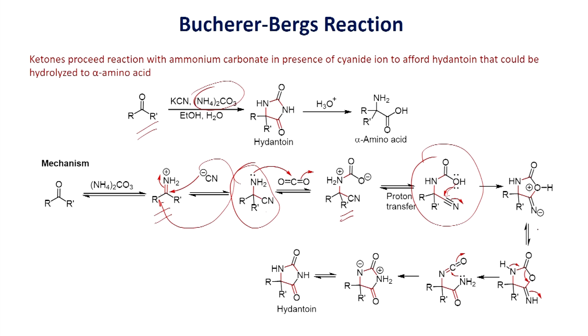Once you have this one, it can convert into this by proton transfer. You can have this isocyanate derivative, which can undergo an intramolecular addition reaction as shown here. In this way you will be able to form this hydantoin. Once you form this one, when you do the hydrolysis, you will be able to convert it into alpha amino acids. So this is also one of the effective synthetic routes. Therefore, if you have a ketone, it can be readily reacted with ammonium carbonate in the presence of cyanide ion to give a hydantoin, which can be further converted into an alpha amino acid by hydrolysis.